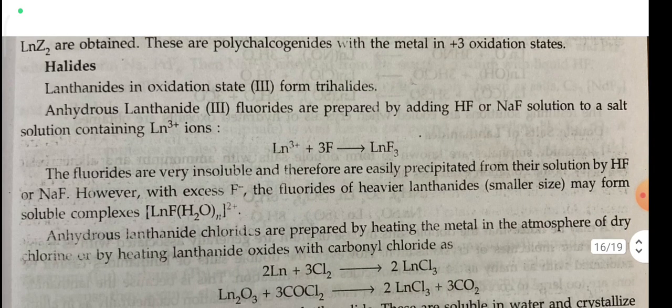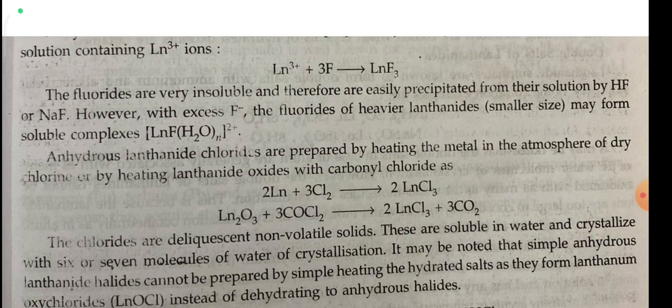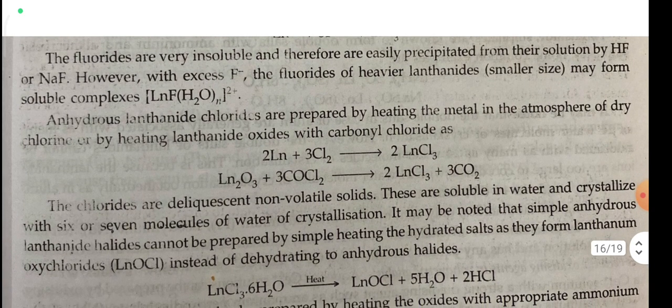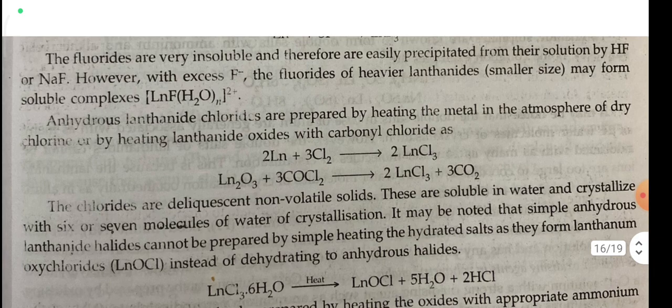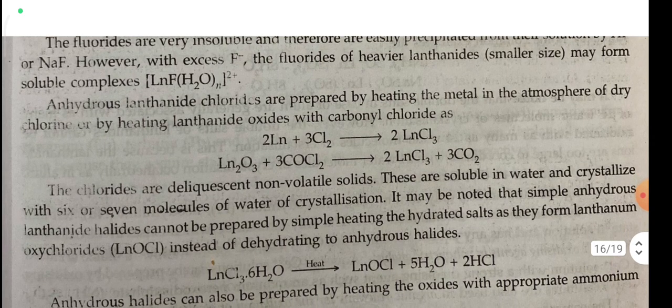Halides. Lanthanides in oxidation state 3 form trihalides. Anhydrous lanthanide fluorides are prepared by adding HF solution to a salt solution containing Ln3+ ions. The fluorides are very insoluble, therefore are easily precipitated from their solution by HF or NaF. However, with excess of F-, the fluorides of heavier lanthanides may form soluble complexes.